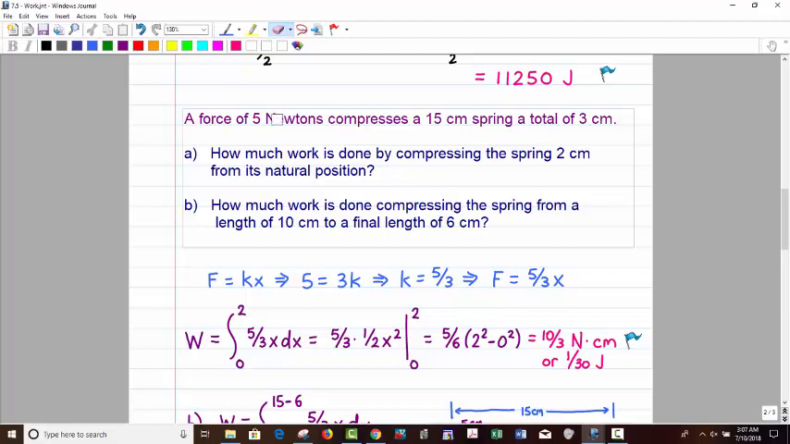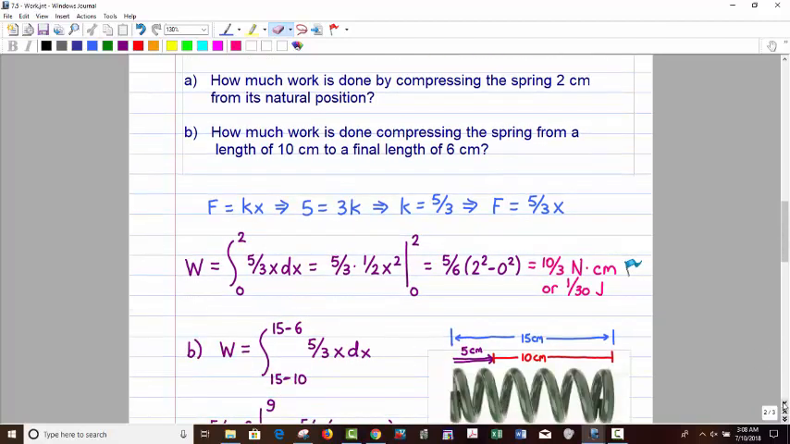And so 5 newtons moved at 3 centimeters. So we can solve for the k here. So 5 equals 3k, k is 5/3. So the force function will be 5/3 x using centimeters. Which, like I said, we can convert to meters for joules purposes, if that's required. So the function is 5/3 x dx, 0 to 2. So it's 5/3 times 1/2 x squared, 0 to 2, put in 2, put in 0, that's 5 over 6.